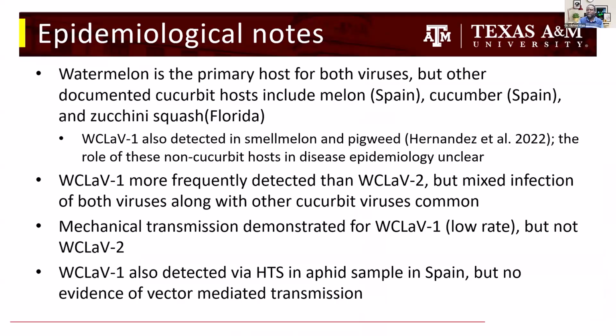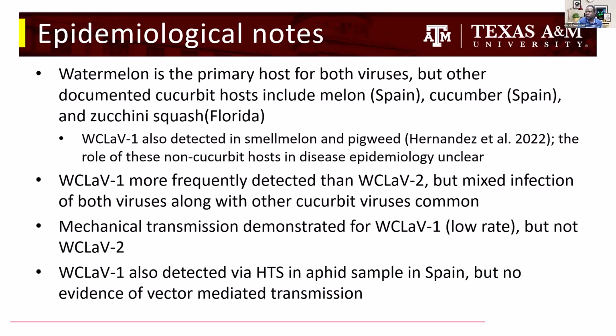So a couple of things to keep in mind in terms of the epidemiology of these viruses is that watermelon is the primary host. At least most of the reports that we've received so far are basically emanating from watermelon plants. It doesn't mean that other cucurbits do not get it. For example, there have been reports of WCrLaV-1 in other cucurbits like melon, cucumber, as well as zucchini that I just mentioned in Florida. But primarily, the majority of plants positive for both viruses are watermelon plants.